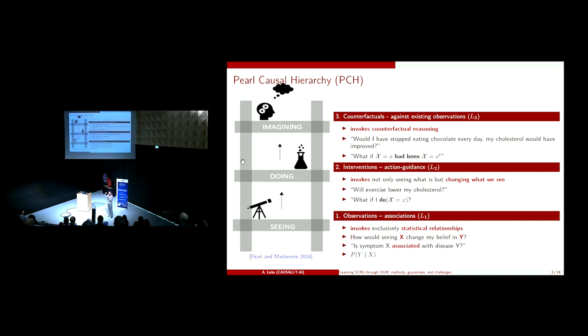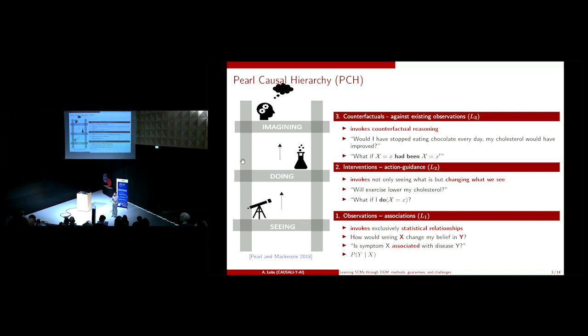But now, when you move to the second layer, the L2 layer, you say, now I want to take some action. What will be the outcome if I take some action? And the next one says, okay, imagine a counterfactual world: what would happen if I had not taken the action, or if I had taken a different action? Okay, I take action A, but what would happen if I had taken action B, for instance?